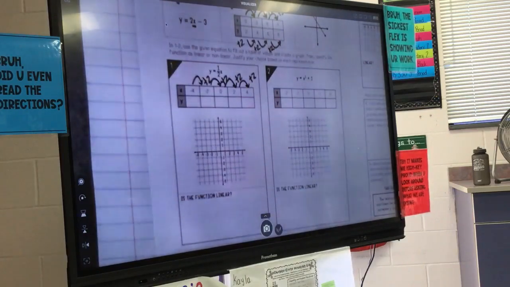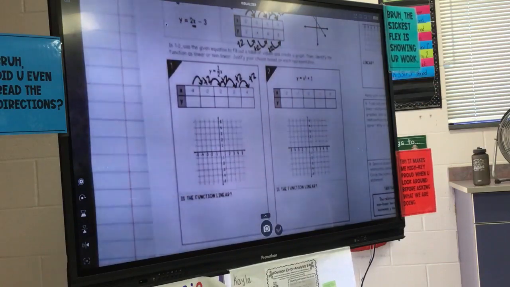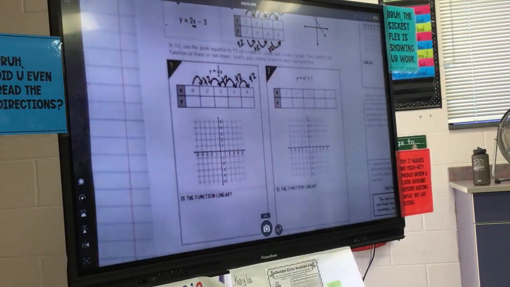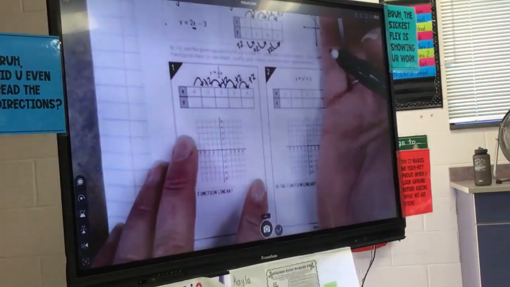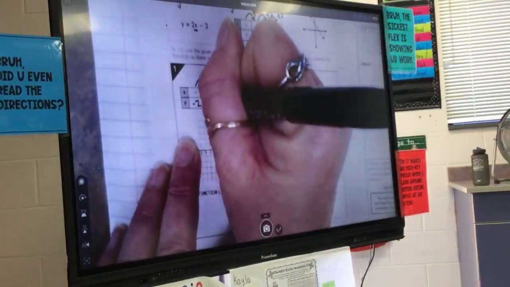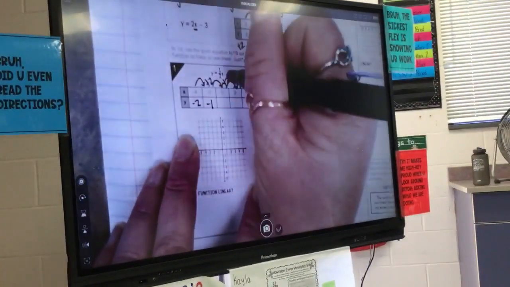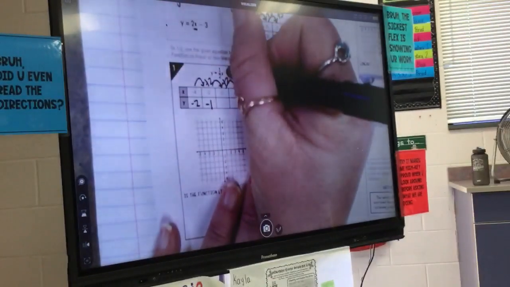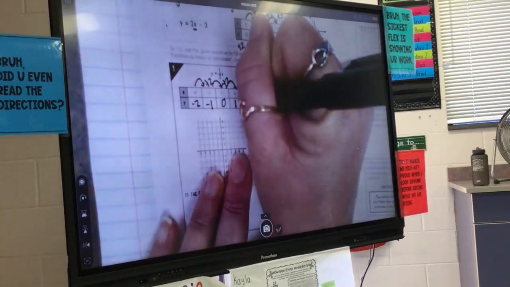Obviously, we have to figure out our y values. And the way that we would figure out our y values is what? What would we have to do with our equation? We have to plug in our x's. So half of -4 is what? -2. Half of -2 is -1. Half of 0 is 0. Half of 2 is 1, and half of 4 is 2.